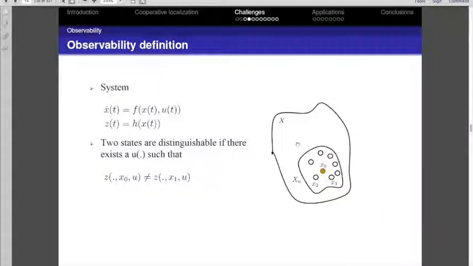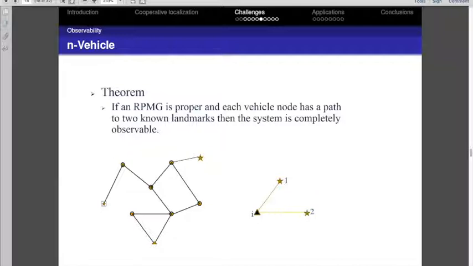previous work on cooperative localization, that you can represent the whole thing by a graph called the relative position measurement graph, where the vehicles are the nodes of the graph and the measurements between them, like range measurements, are the edges of the graph, and the stars are the known landmarks. Okay, so in this case we have shown in our previous work that one vehicle needs two landmarks to be observable, and we have also shown that if the graph is connected and every vehicle has a path to these two known landmarks, then the system is still observable.